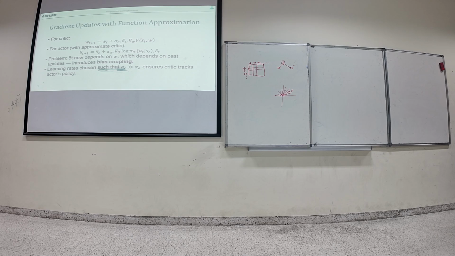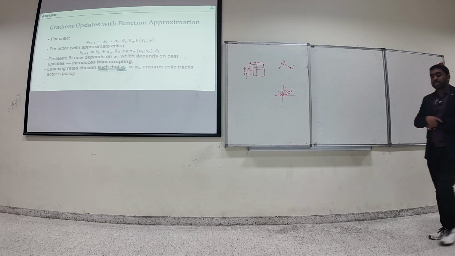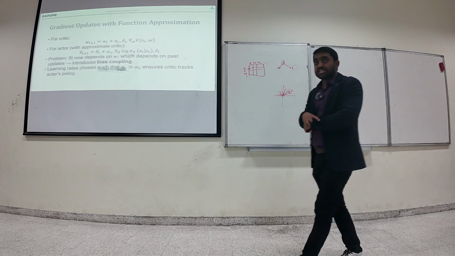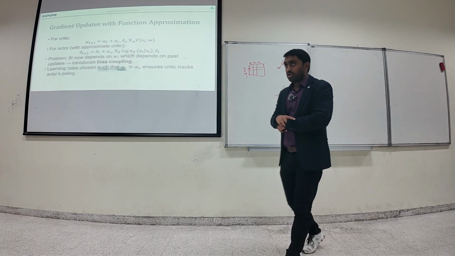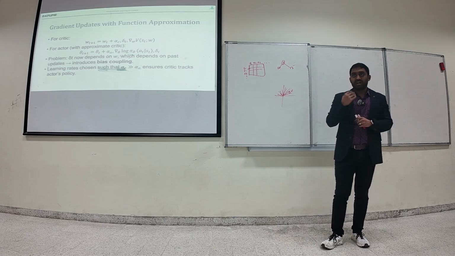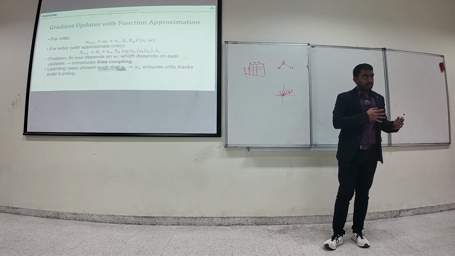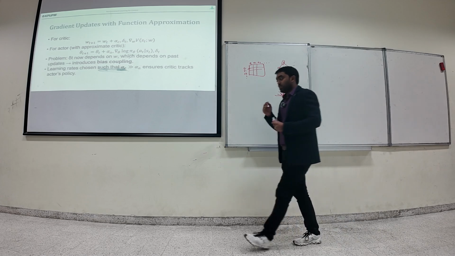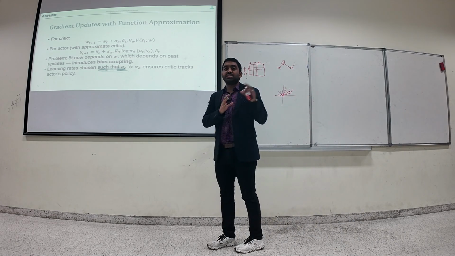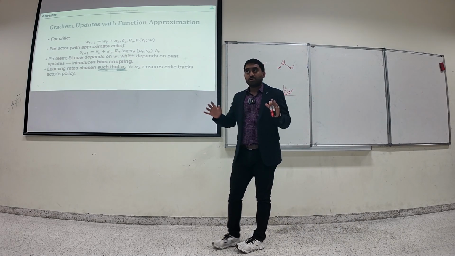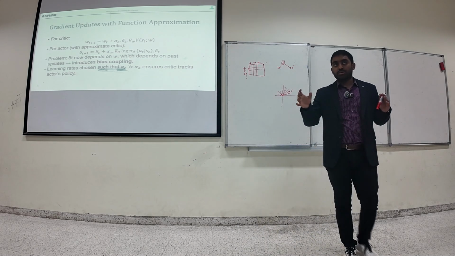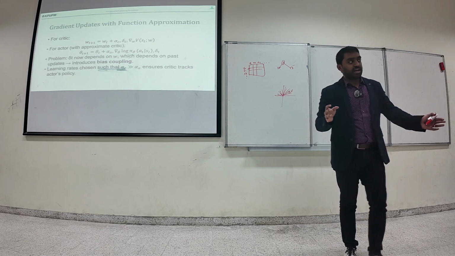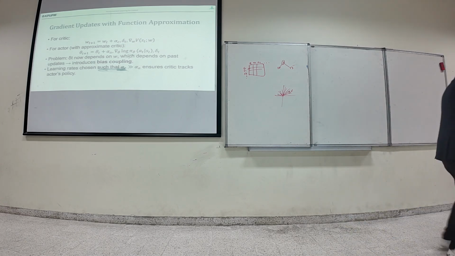One thing is to make sure that the learning rate of the critic is higher than the actor. You want the critic to learn faster than the actor. That is because, what does the actor and critic do? The actor takes the action. The critic evaluates how good or bad that action by the actor is.